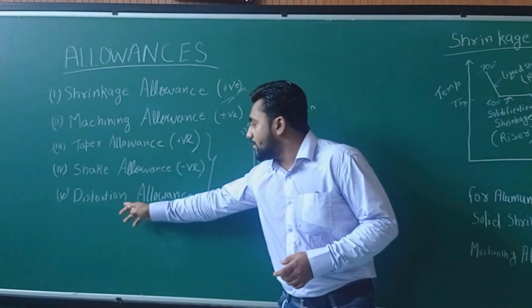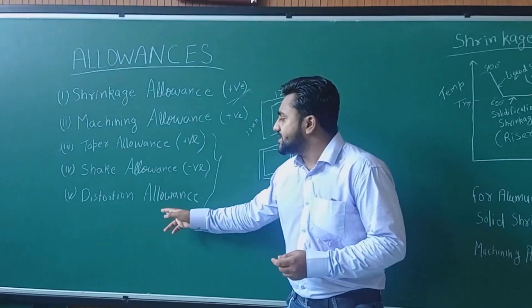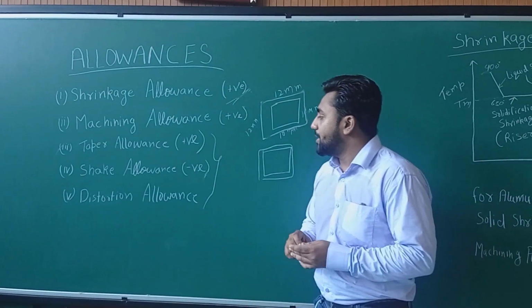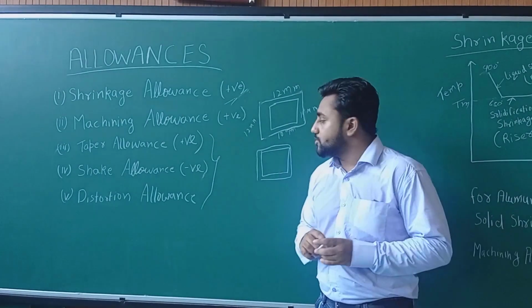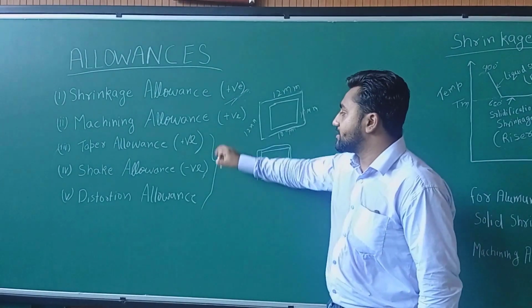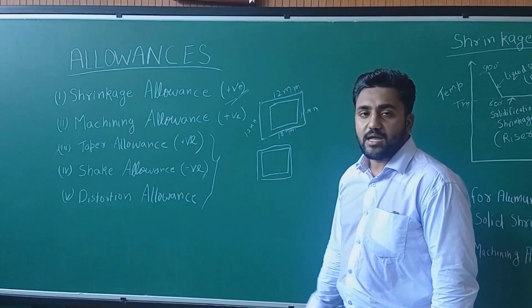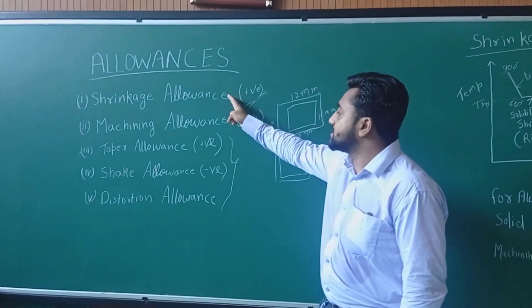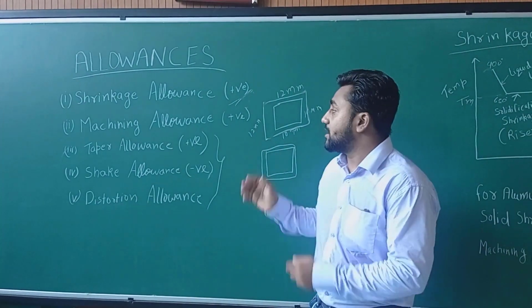And if we talk about the distortion allowance, this is usually given to castings of sheets or thin metal sheets. But in our case, our product is not thin, so again this is neglected. So these three allowances are very small in our case, and they do not need to be considered. But the main allowances are the shrinkage allowance and the machining allowance. Now we will see the calculations of various allowances here.